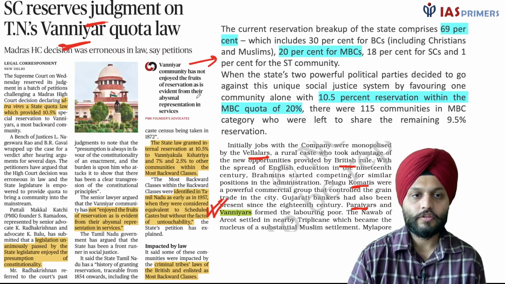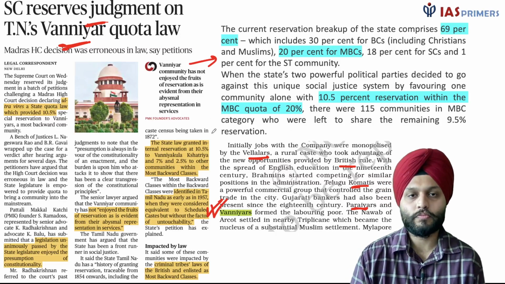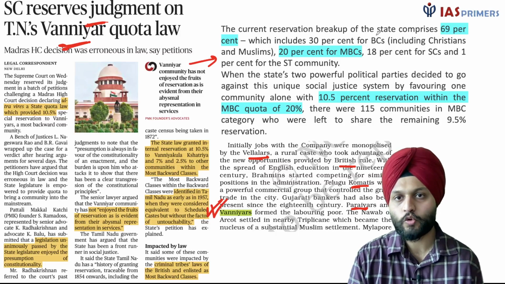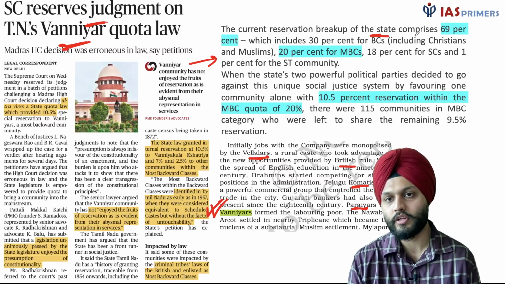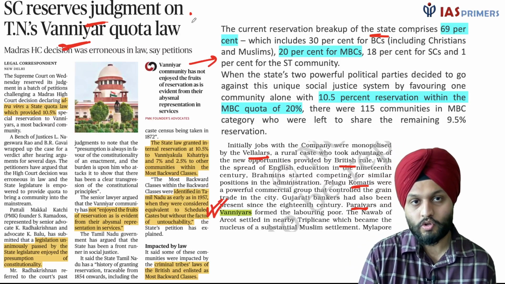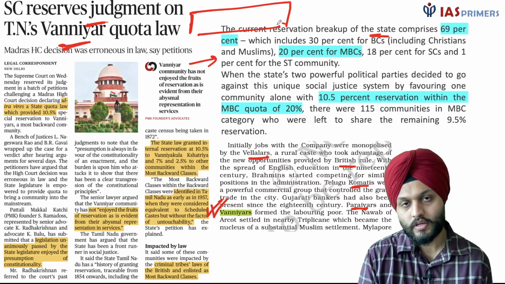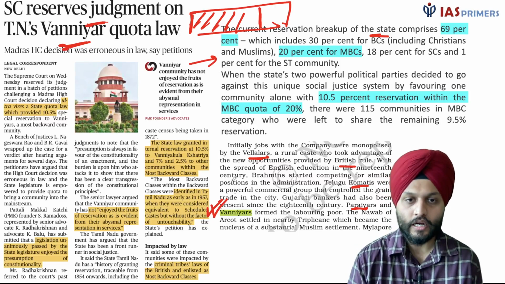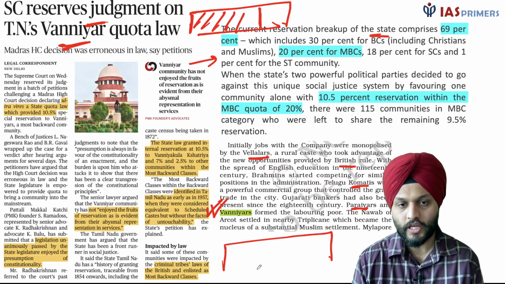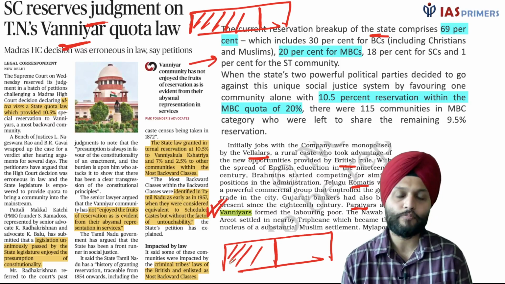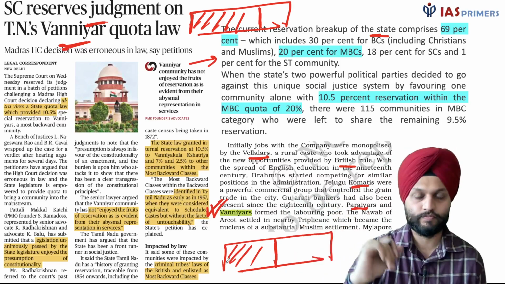Okay, now let's come to the issue over here. So basically, in the state of Tamil Nadu, there is a reservation. Already there is a reservation of 69%. So out of 100, 69% is reserved. By the way, in the Indira Sawhney judgment, the Supreme Court had said that the reservation cannot exceed beyond 50%. So that cap was there. So this is over and above that.